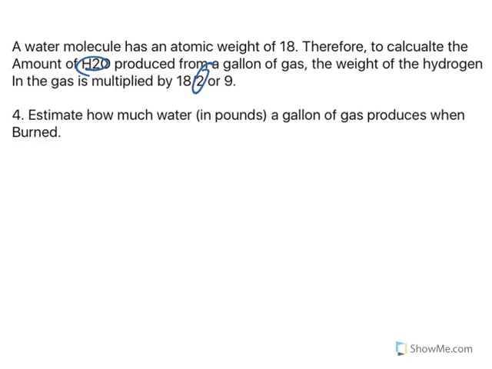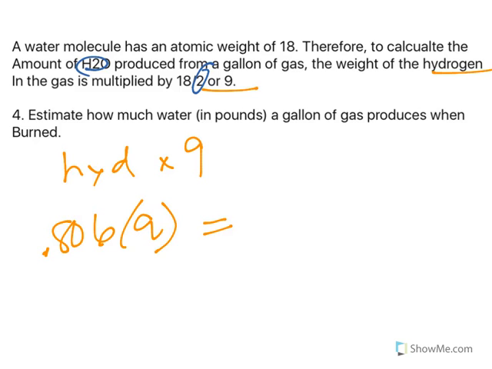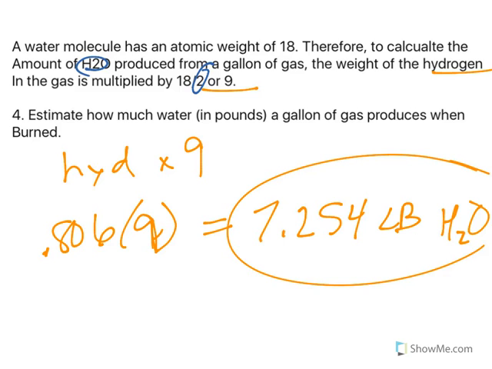Okay, so estimate how much water in pounds a gallon of gas produces when burned. So we're saying hydrogen times 9. Hydrogen is 0.806, multiply that by 9, and you get 7.254 pounds of water. So when you burn a gallon of gas, you create 7.254 pounds of water. And I'm thinking, okay, where does that go? It's emitted into the air as fumes, it drips from your exhaust, I don't know, but it's just weird to think how this all works.